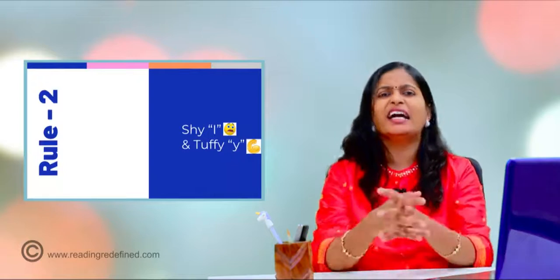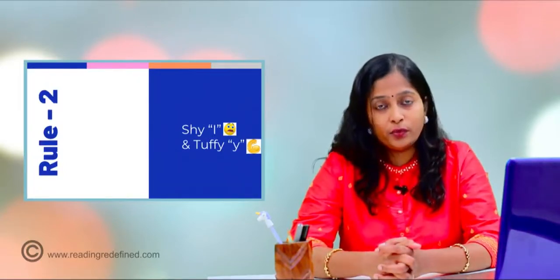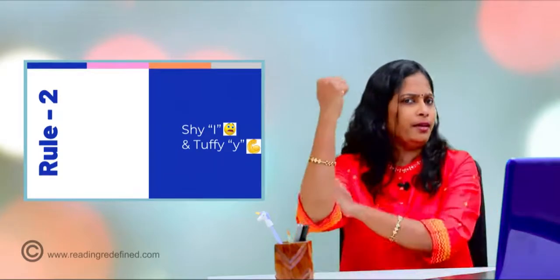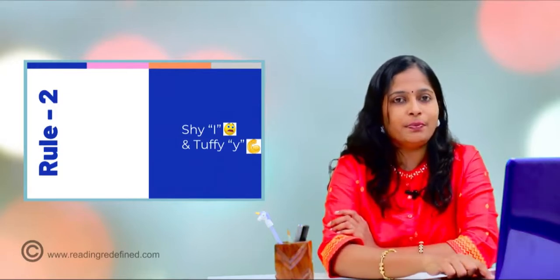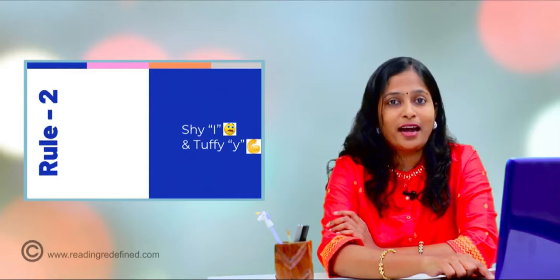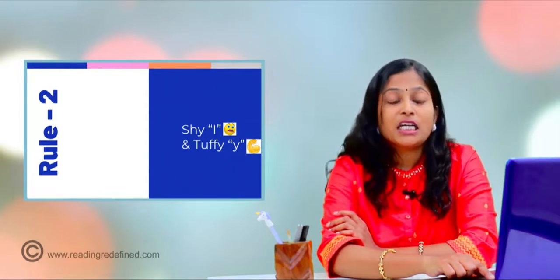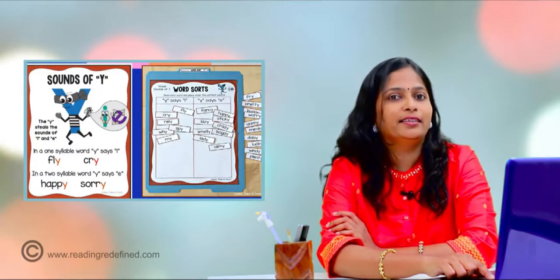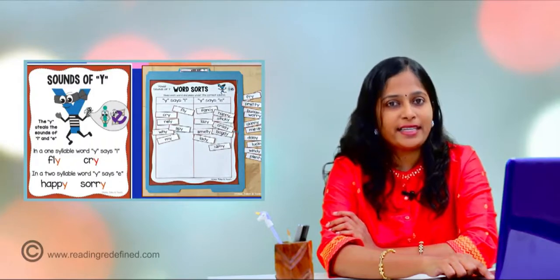Rule 2: shy I and toughy Y. I is really shy and it will not stand at the end of any word, so it is always replaced by Y. Y is strong, and as you see in this picture, you can use either this or this. Y always steals I and E. Now I am specifying the letter names. In a one syllable word, Y says I. In a two syllable word, Y says E.